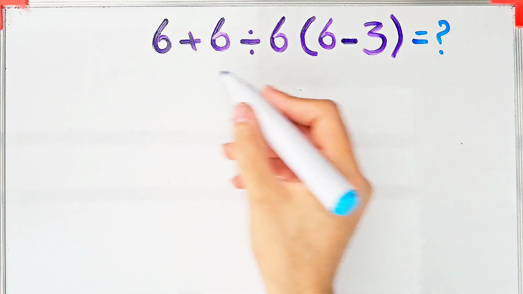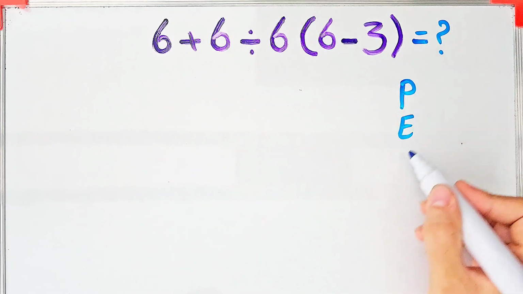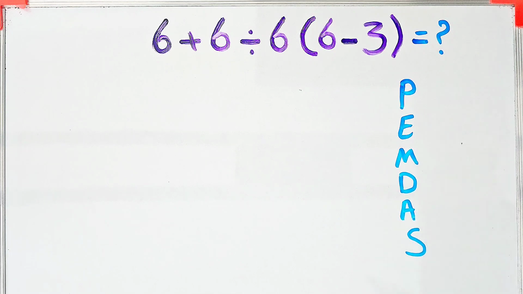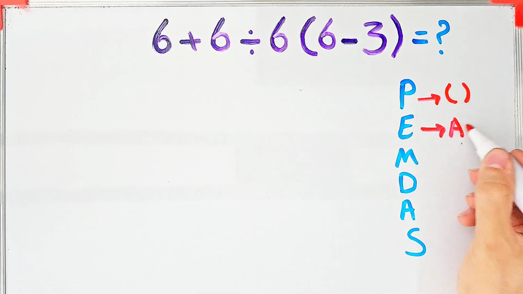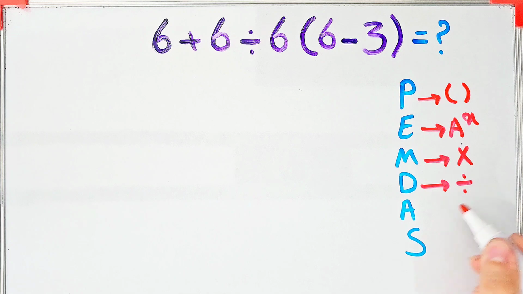To solve this question, we need to follow the order of operations, which is PEMDAS. PEMDAS shows the priority of the mathematical operations. If you don't pay attention to this rule, you get the wrong answer. In this rule, P stands for parentheses, E stands for exponents, M stands for multiplication, D stands for division, A stands for addition, and S stands for subtraction.